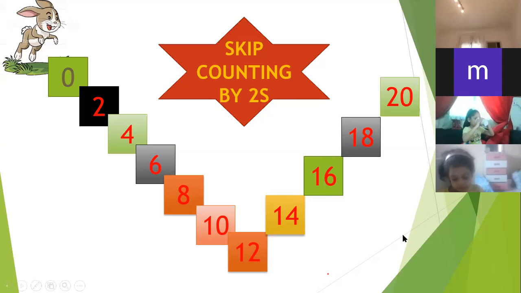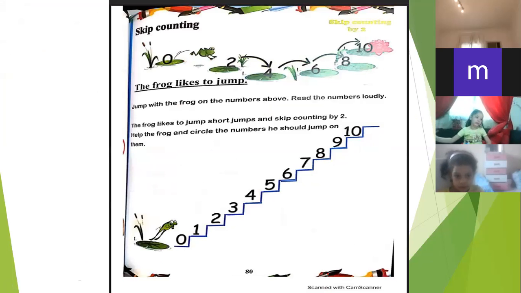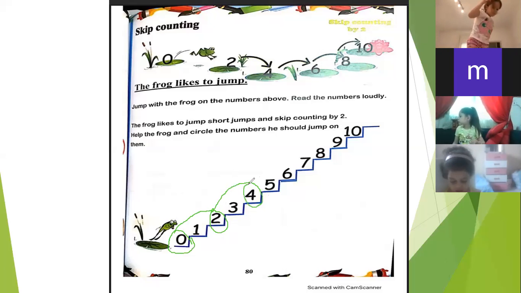Yes. Okay, another example. Here I have this frog. This frog, KG, will jump and hop and skip count by 2. He is now in 0 position. So he will skip 1 and go to number 2. He will jump from 2 to 4.